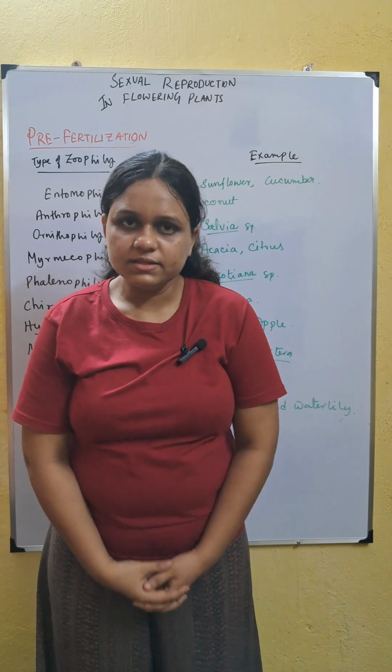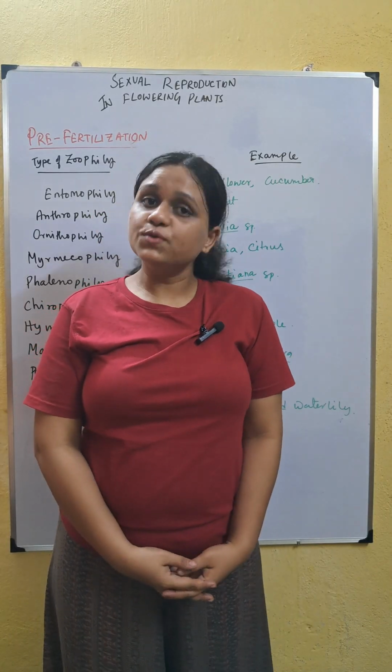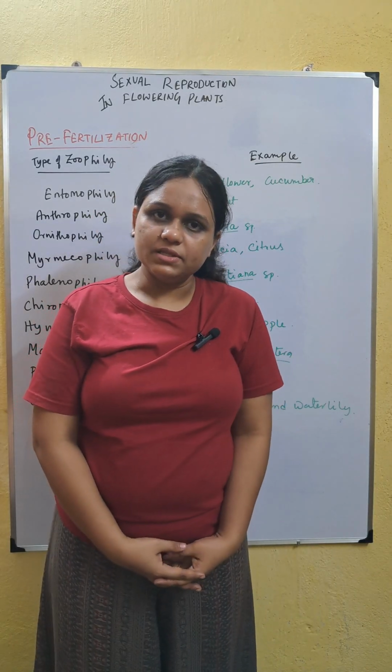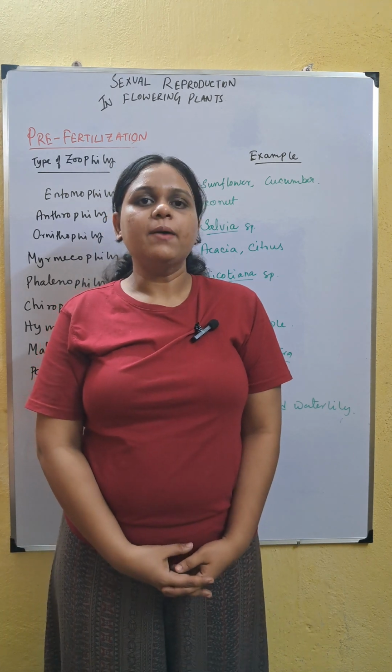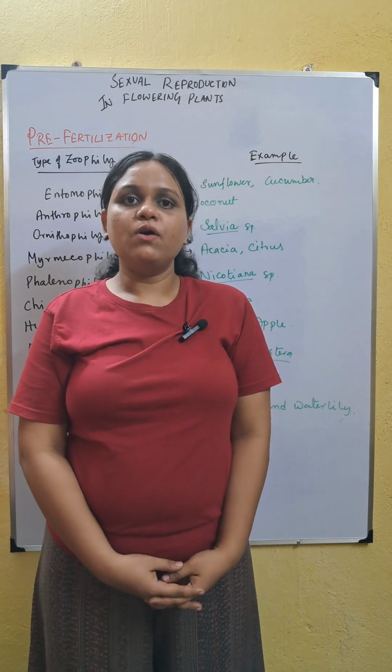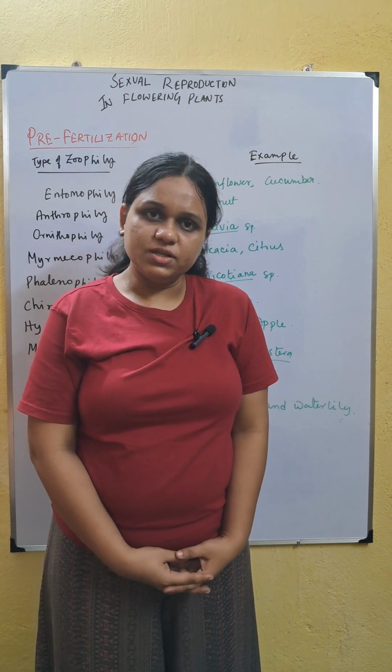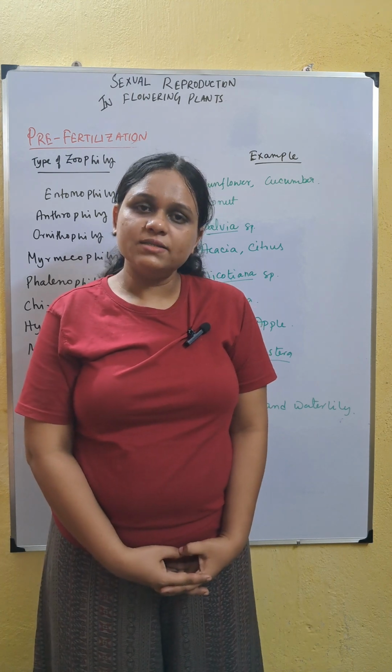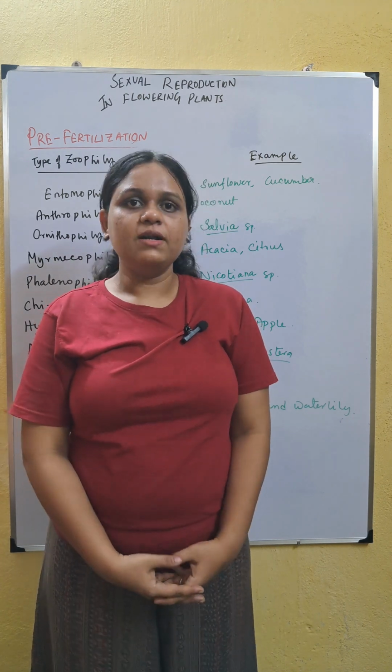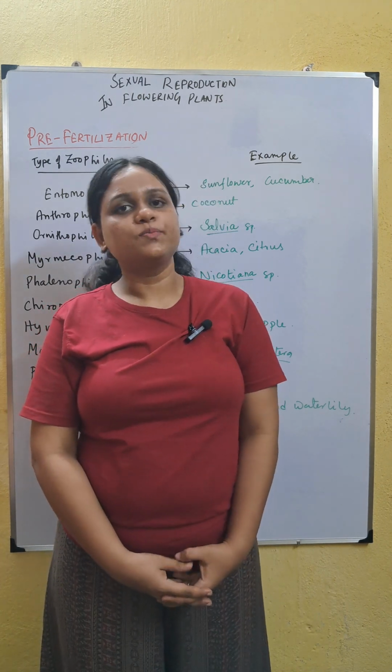We have discussed different types of zoophily along with their examples. In the next part, I am going to discuss the various adaptations adopted by the plants to prefer self-pollination or cross-pollination.